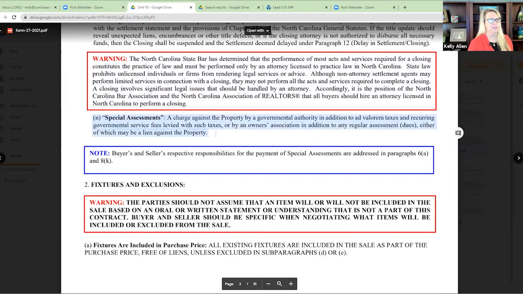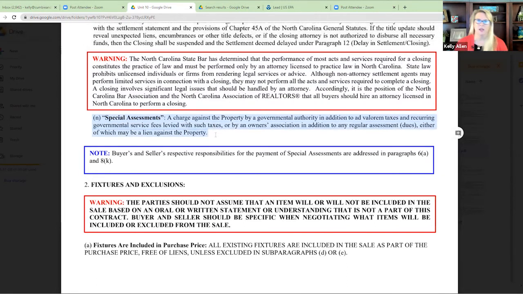All right, let's talk about special assessments. Special assessments fall right in line, if there is one, with your annual property tax bill.